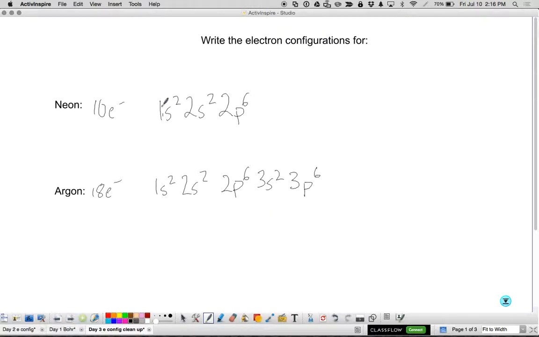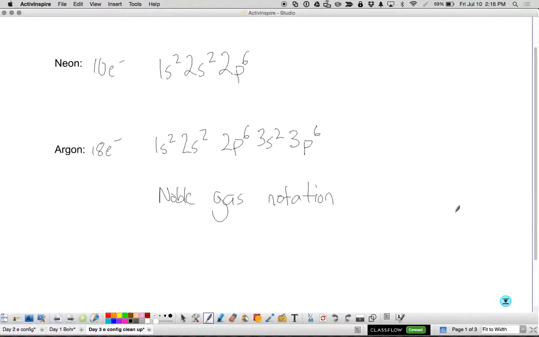Okay, so what we do is we do something called noble gas notation. Noble gas notation is a bit of a shortcut, okay? So notice how this bit here is the same, 1s2, 2s2, 2p6. So if I were to write argon in noble gas notation, instead of writing this 1s2, 2s2, 2p6 business, I just say that I start with the noble gas configuration of neon, which you indicate with brackets, so argon would be [Ne], and then I go from there, 3s2, 3p6.